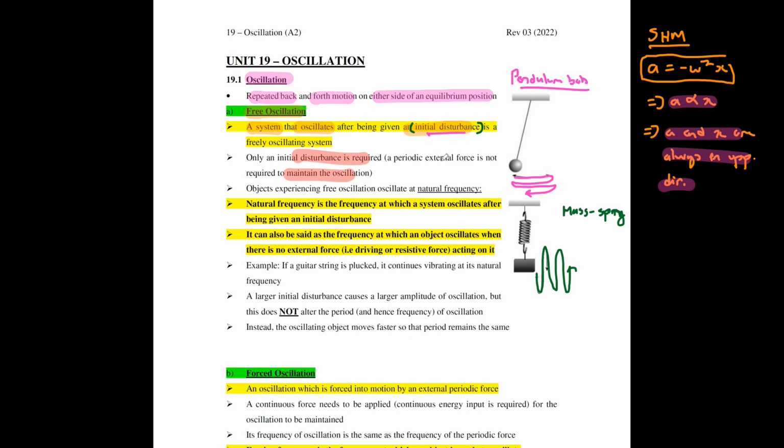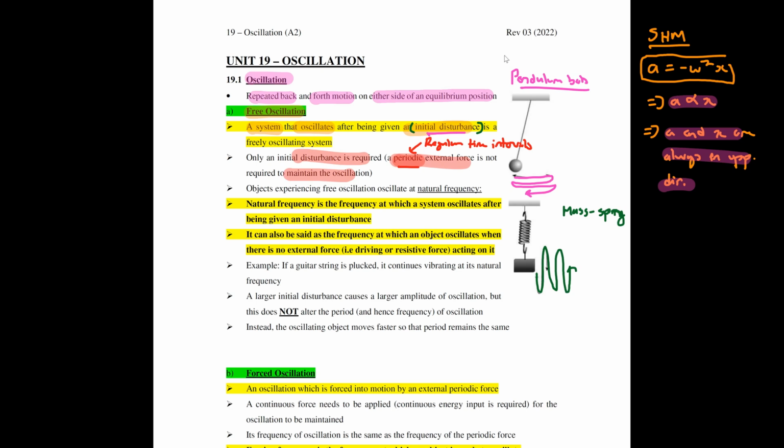Now, when we say periodic external force, the term periodic here means at regular time intervals. Maybe every 1 second, every 2 seconds, every 3 seconds, every 5 seconds, or so on. That's what we mean by periodic. You apply it every few specified seconds. So in your case, for free oscillation, you don't really need to apply a periodic force in order to cause your oscillation to continue. Just give it an initial disturbance and it will oscillate by itself.